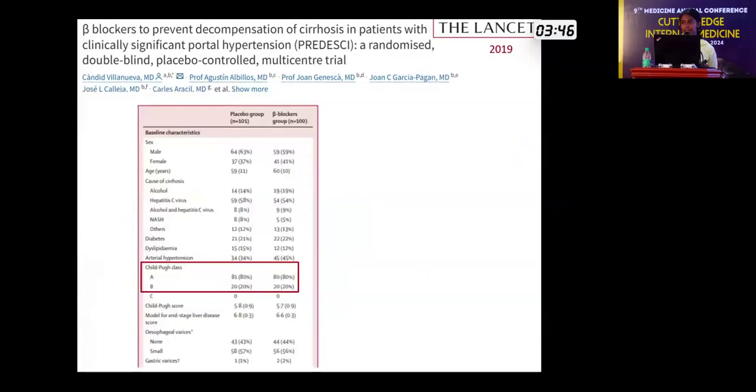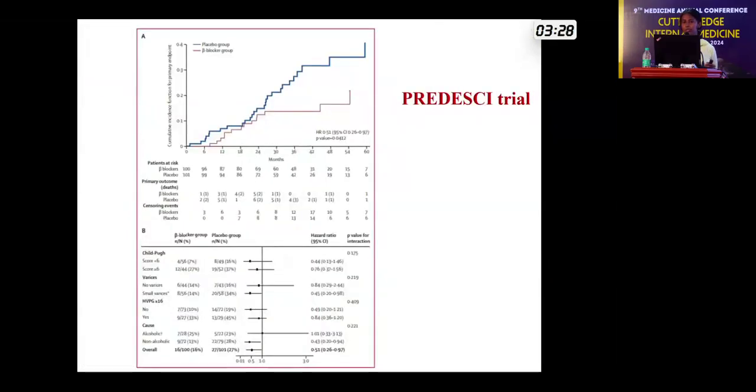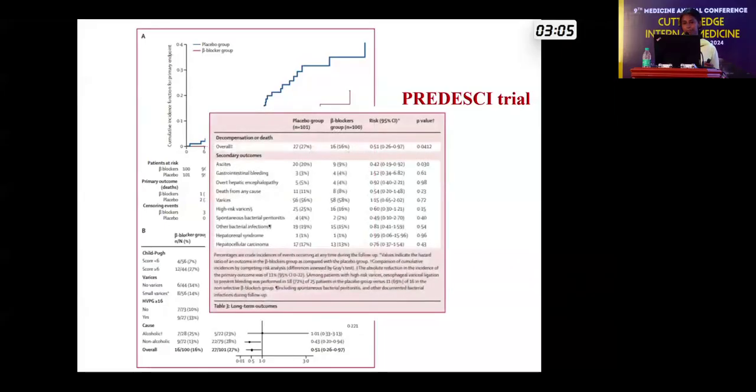So this is a landmark trial which is quoted by all. This is known as the PREDESCI trial, published in the Lancet in 2019. Here they took a group of 201 patients, gave beta blockers to one group, placebo to the other. They took mainly CTP-A, CTP-B patients, that is compensated cirrhotic patients. What did they show? The blue line is the placebo group, the red line is the beta blocker group. They showed that the patients who had lesser decompensation were in the group that got beta blockers. This study actually said beta blocker is not only used as a treatment or a secondary prophylaxis for a bleed, but is also used to decrease decompensation. It can be used as a primary prophylaxis.